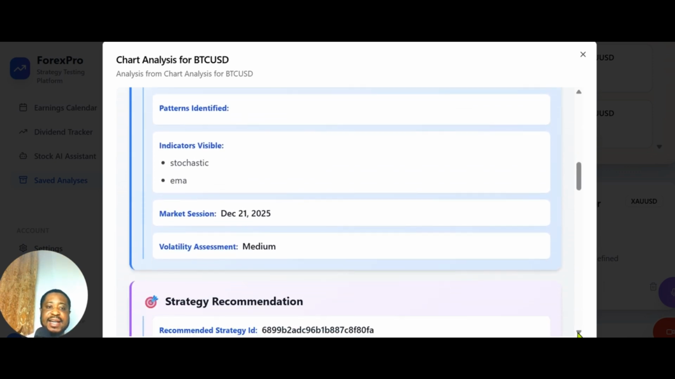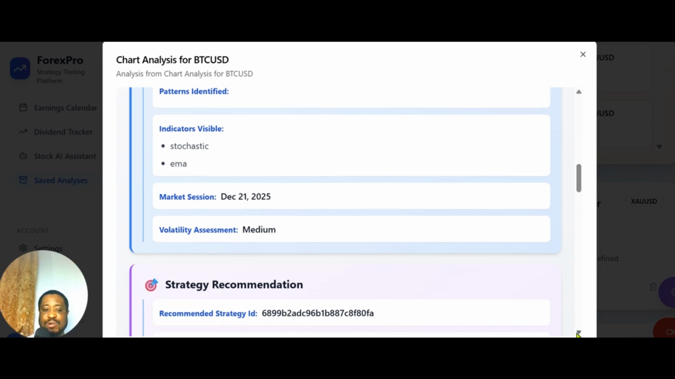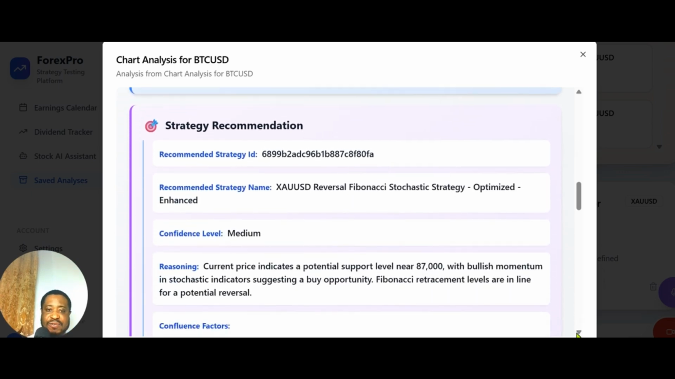Now it identified some indicators. It was using stochastic and EMA. Now the market session was what? Look at the date. The date was what? 21st December 2025. We cannot lie to you. As you can see, it has documented everything. So in the future, if you want to see the trades that you took, it will give you all the date and everything. Volatility was what? The volatility assessment was what? It was medium volatility. So let's look at the strategy recommendation.